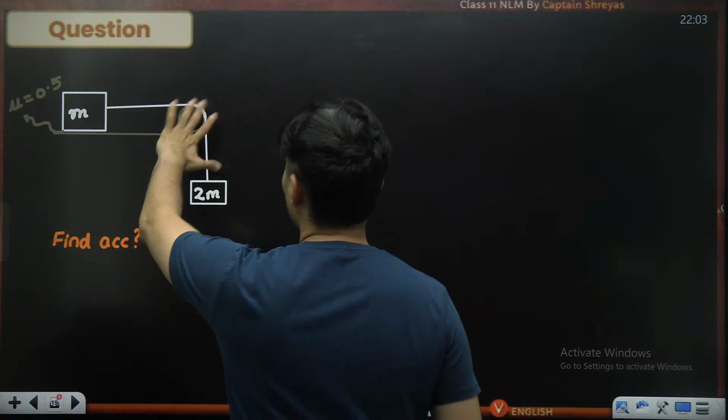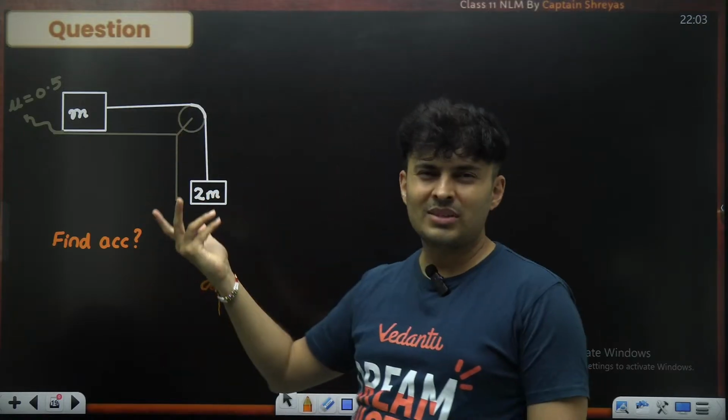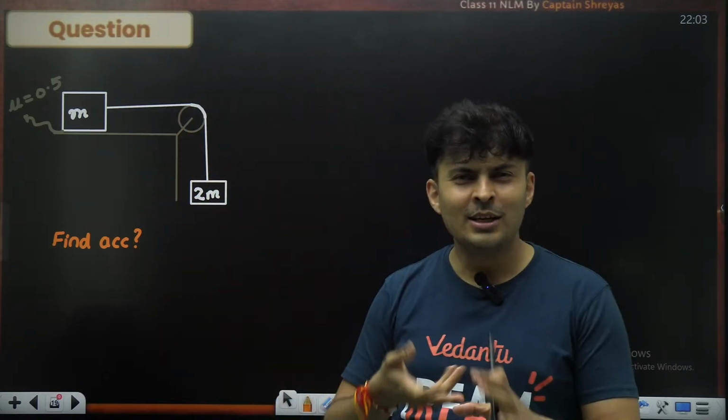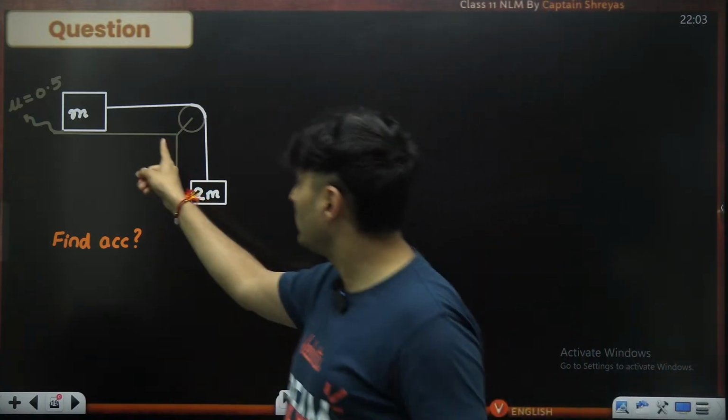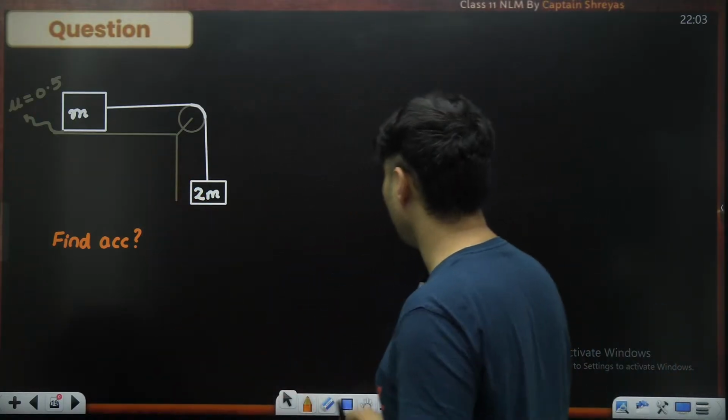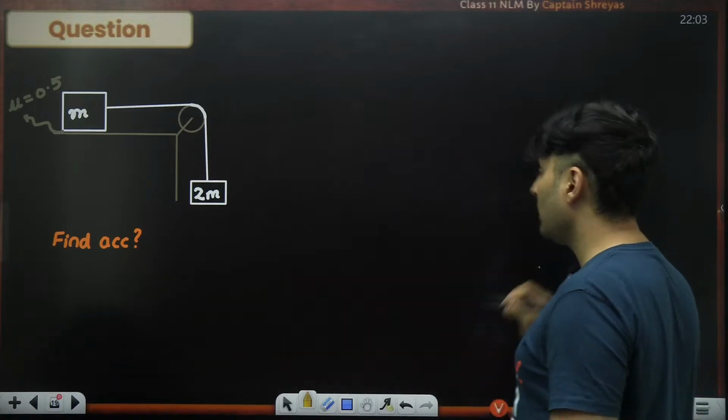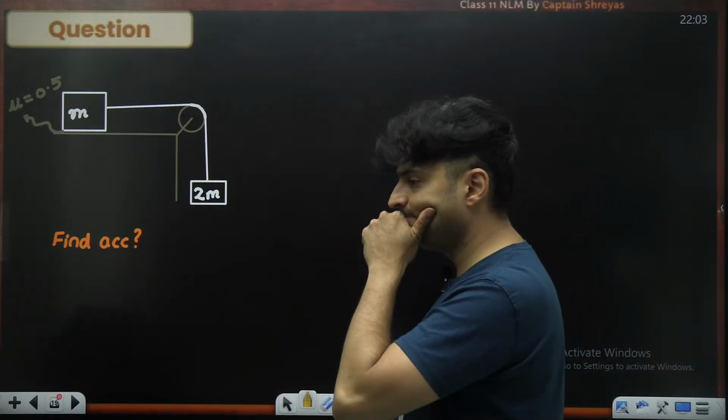Now here I'll tell you, the pulley does not have much role. It's just changing the direction of tension. So we are not considering friction in the pulley and the thread. It's the friction which is only there over here, not anywhere else. Great. Fine, sir. Now what to do next?